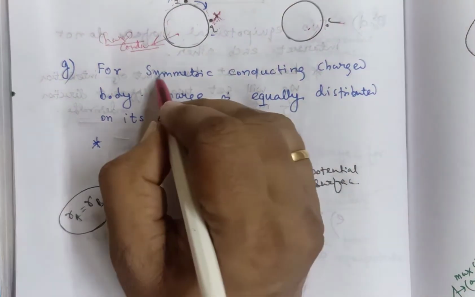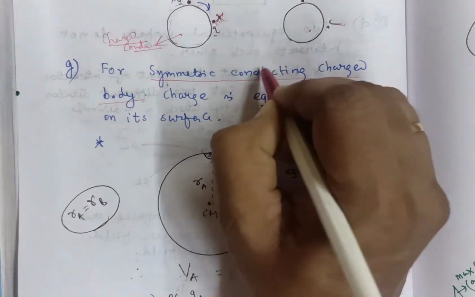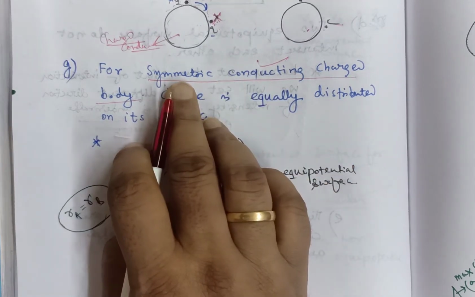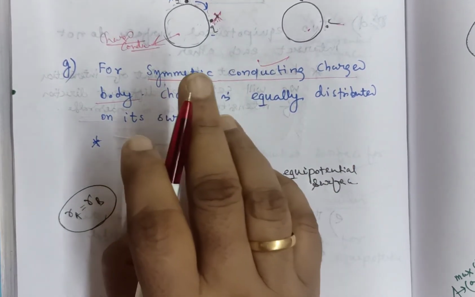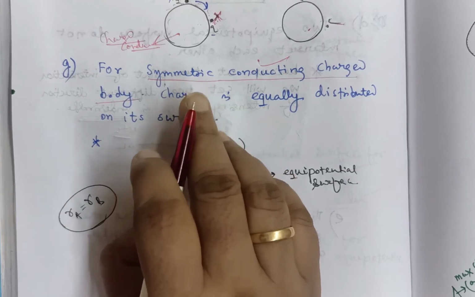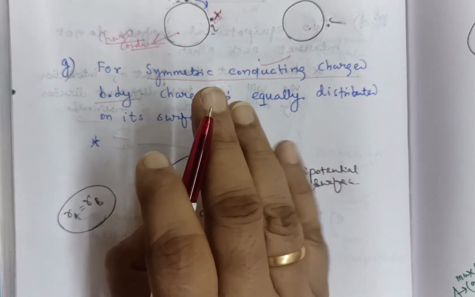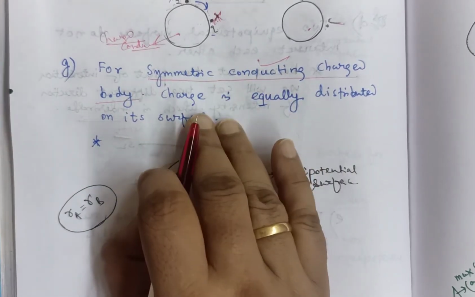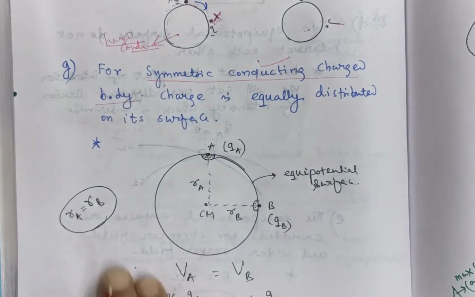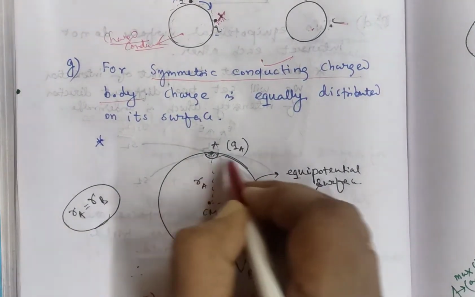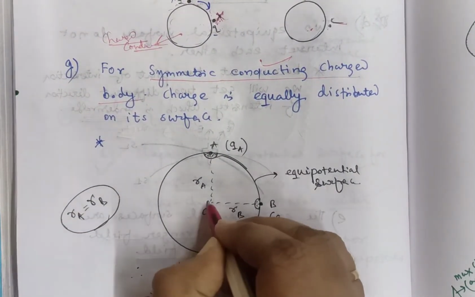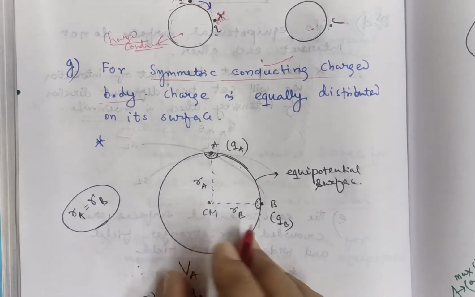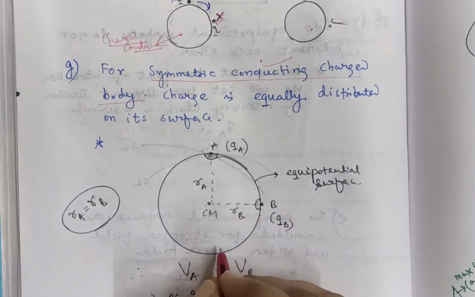The next point is for a symmetric conducting charged body. First thing, it is a conducting body, which means charge always resides on its surface. Symmetric conducting body means every portion of the conductor is symmetric with respect to a common point, the center of mass. From this center of mass, the positions of all the parts of the conductor appear to be the same. Here we have taken the spherical body as a symmetric conducting body. Here is the center of mass. Every point on the conductor is at equal distance from the center of mass. That is a symmetric conducting body.